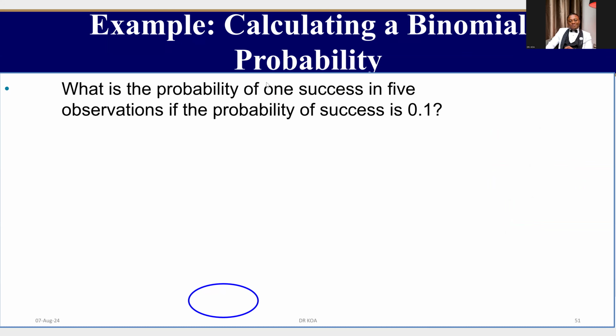Okay. So here's another question. And again, I want you to have a pen and paper with you. What is the probability of 1 success in 5 observations if the probability of success is 0.1? Now, what clearly shows that this is a binomial question? What gives us a clue that this is binomial? There's some keywords, and in this very case, it's quite obvious.